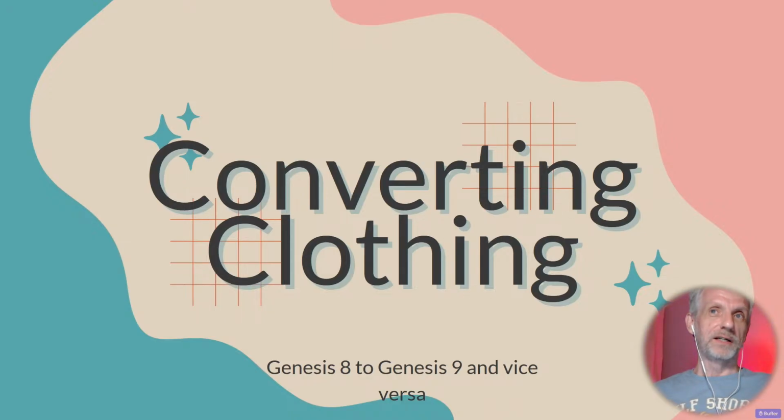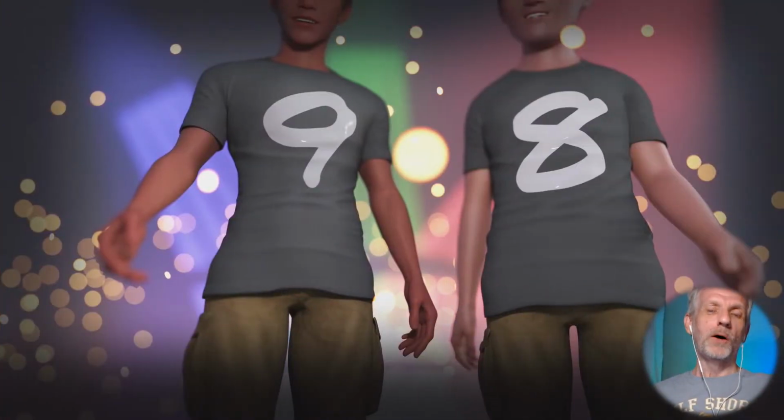It's only 5 slides, so it's nothing amazing. And the font looked much better when we prepared this early on a different computer, but it's one of those things. It says what it is on the tin. Converting clothing from Genesis 8 to Genesis 9 and vice versa. So here are the options that you have at your disposal.